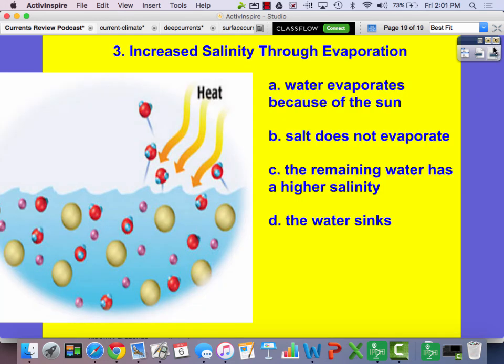The second way that water becomes saltier is through evaporation. When it's in a warm place near the equator, that water evaporates because of the sun, but the salt does not evaporate. The salt stays in the water that's left behind, and it has a higher salinity. When it has a higher salinity, it becomes more dense and it sinks. And this is actually what starts the Gulf Stream. There at the equator, the water evaporates, the water becomes more dense, and it sinks, and it gets that hot water moving.